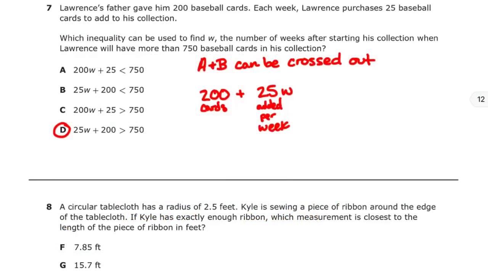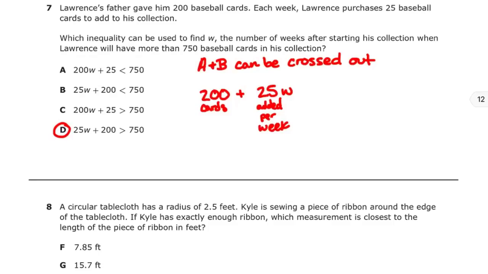For number 7, Lauren's father gave him 200 baseball cards each week. Lawrence purchased 25 baseball cards to add to his collection. Which inequality can be used to find W, the number of weeks after starting his collection when Lawrence will have more than 750 baseball cards in his collection? So instantly, A and B can be crossed out because it's just stated in the question that we want Lawrence to have more than 750 baseball cards, which means A and B will not work because on the equation side, it has the equation being less than 750. So those instantly can be marked out. So that leaves us with C and D.